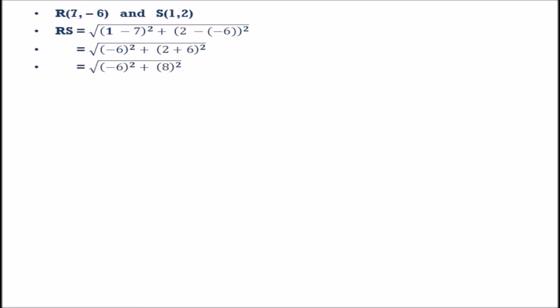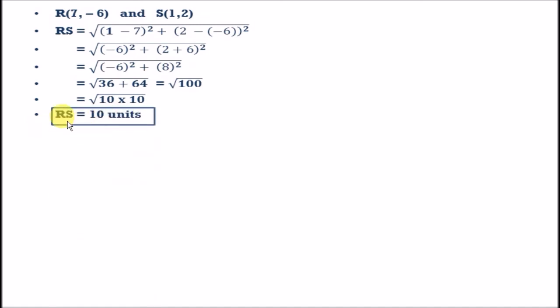8 whole square. Minus into minus is plus, 6 6s are 36 plus 8 8s are 64. 36 plus 64 will give us under root 100, which can be expressed as under root 10 into 10. So the distance of RS equals 10 units.